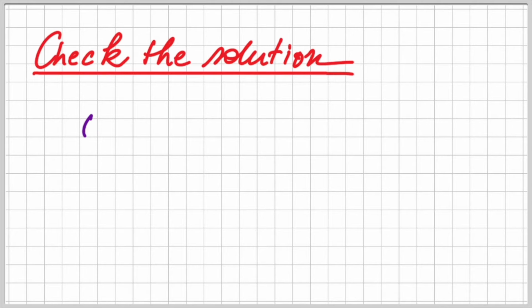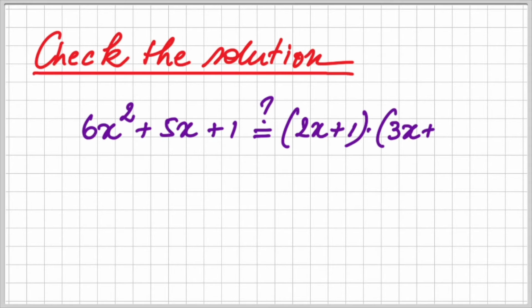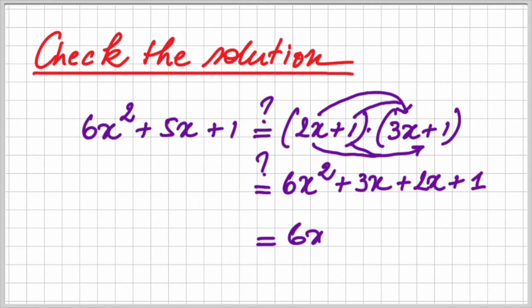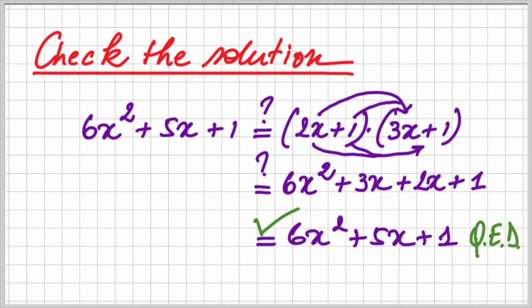When we look at the check of the solution, we have to verify that the solution is correct, so we have to expand it again. So we have 2x plus 1 times 3x plus 1, and we find the combination 2x times 3x is 6x squared, then we have 1 times 3x, then we have 2x times 1, and we have 1 times 1, and when we complete this calculation and we add 3x plus 2x, we find that we have 6x squared plus 5x plus 1, which is basically what we wanted to prove.